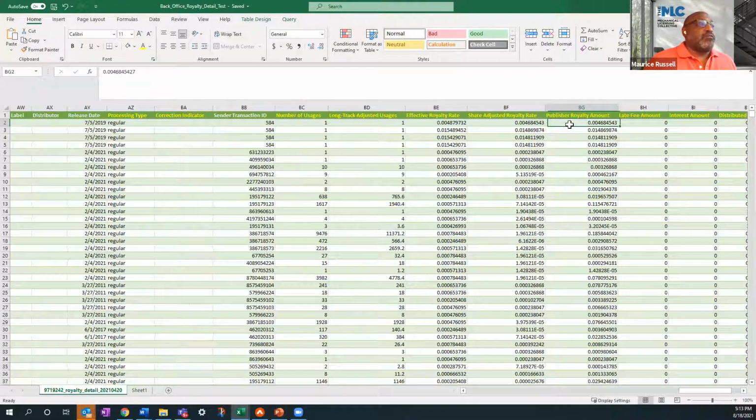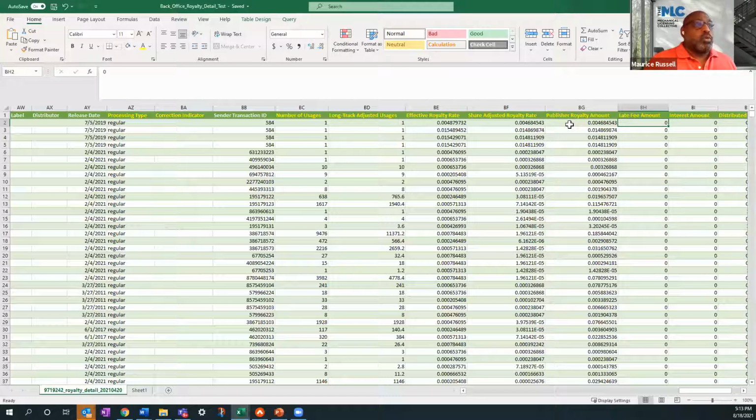And then we have the effective royalty rate, the effective per play rate at the song level. Then we have it at the share level. And then we have the royalty that's calculated, that's payable for that particular track times the number of usages that are indicated here. The next column is late fee amounts.